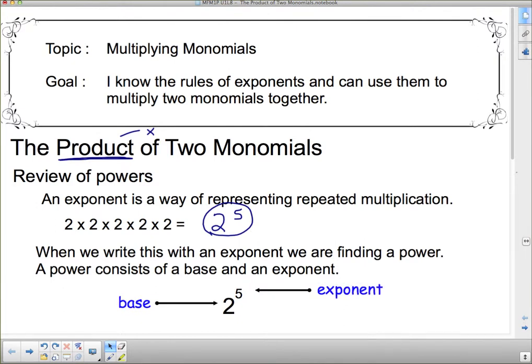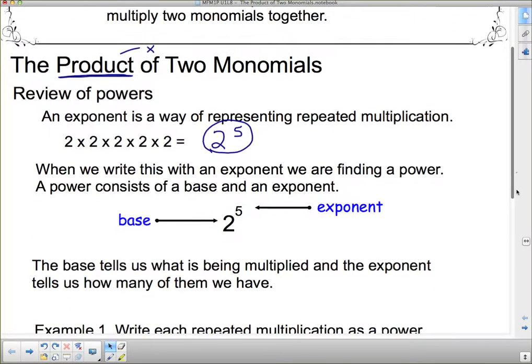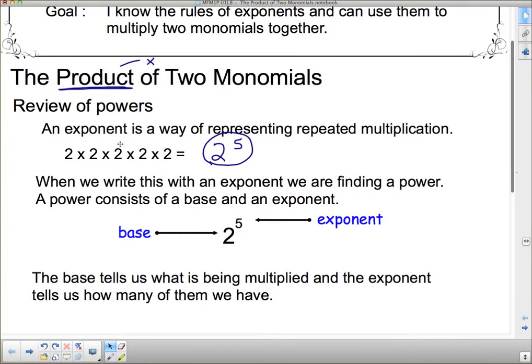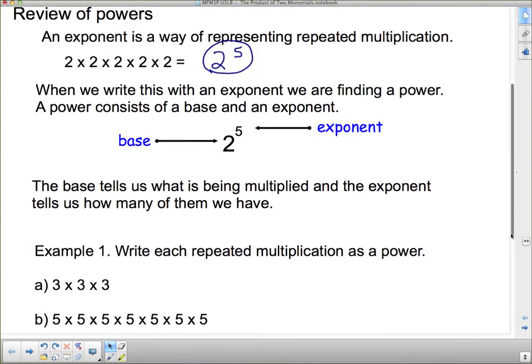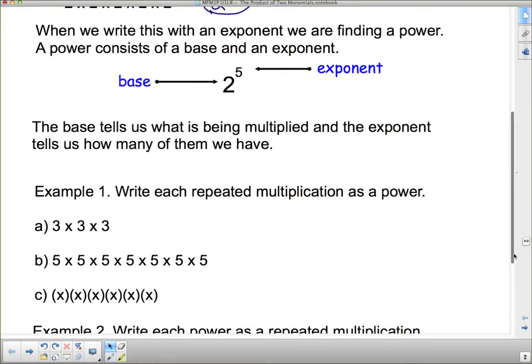The base tells us what is being multiplied, and the exponent tells us how many of them we have, exactly what I said when I wrote it down up here. Okay, let's keep going. Example: write each repeated multiplication as a power.